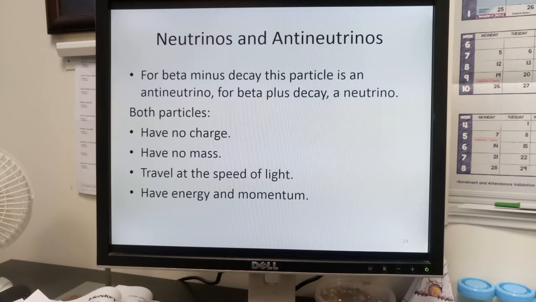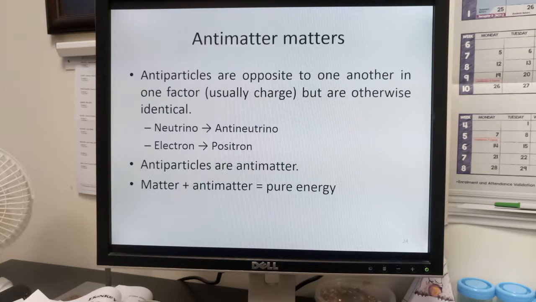Hooray! Even though they have no mass, and they travel at the speed of light, they have energy and they have momentum.